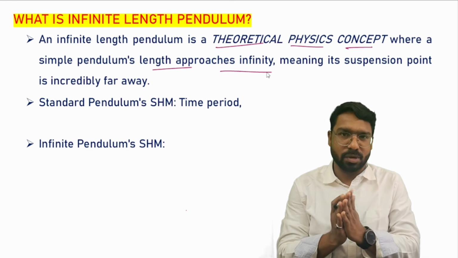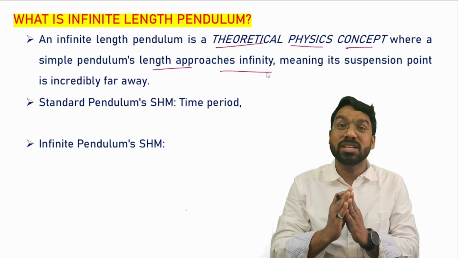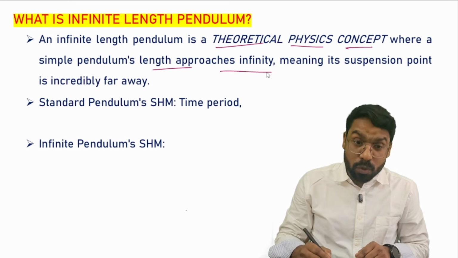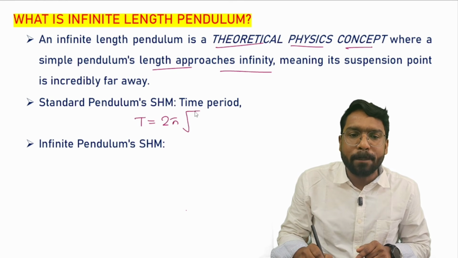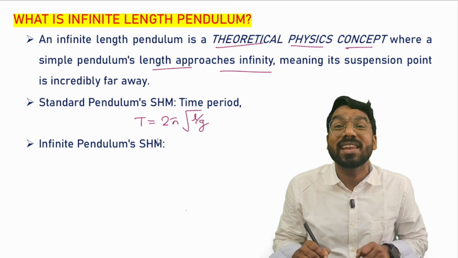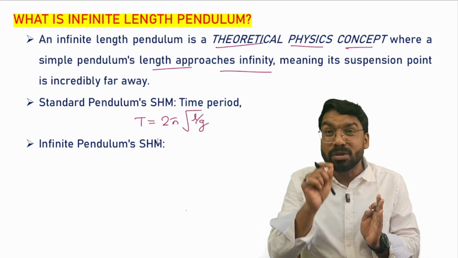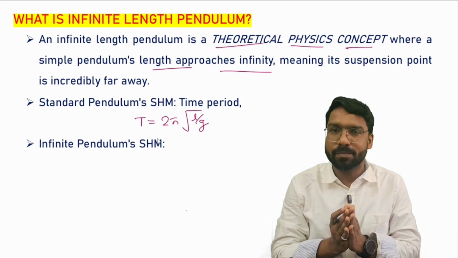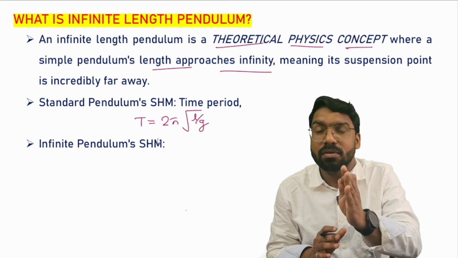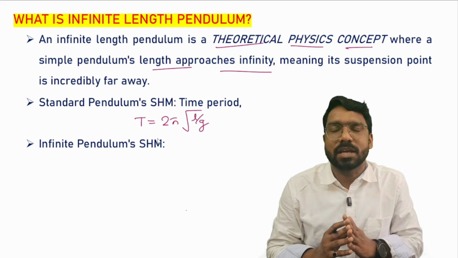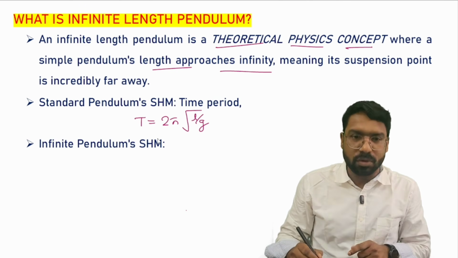Generally, for a standard pendulum, whose length is very small compared with the height from the surface of Earth, the time period formula is T equal to 2 pi root L by g. What is L? L is the length of the pendulum, the distance between the point of suspension and the center of mass of the bob. This is proved in your 11th standard chapter Oscillation, where you derived the formula T equal to 2 pi root L by g.